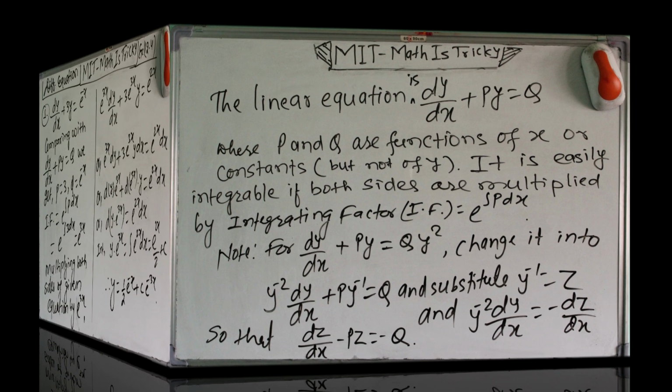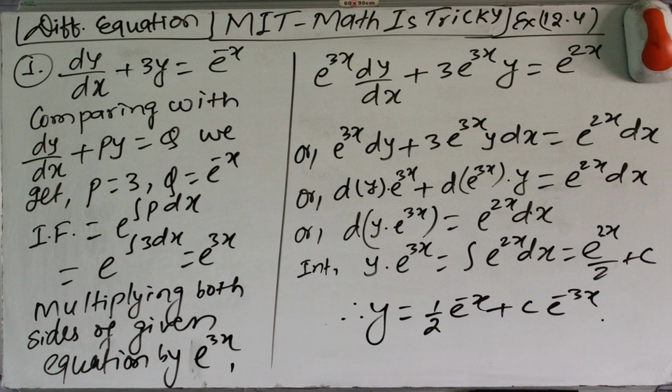Let's see the first problem. Question number 1 is dy by dx plus 3y equals e to the power minus x. If we compare this with the linear form dy by dx plus py equals q, we get p equals 3 and q equals e power minus x. As we discussed, to solve this type of linear equation, we first have to find the integrating factor.